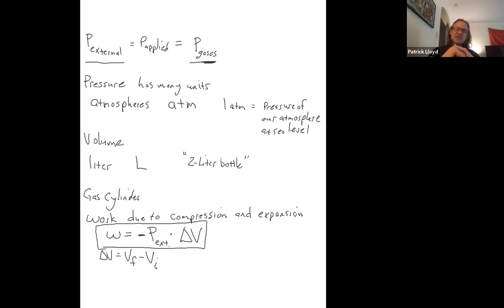What it says is if a cylinder undergoes compression or expansion, we can calculate the amount of mechanical work, the amount of work that's done, by just using this simple little formula. We need to know what the external pressure is, and we need to know the final volume and the initial volume of the cylinder. Okay, so let me show you a little picture of that.